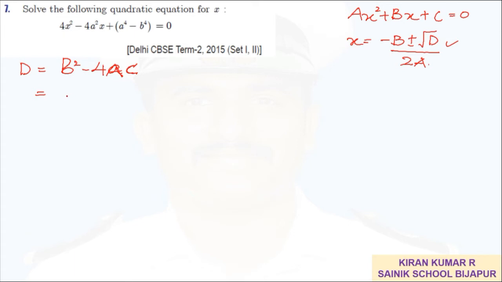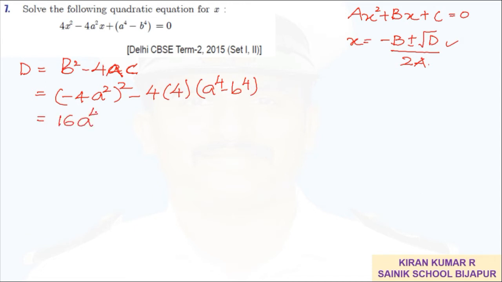So what is b here? The b value is -4a square. It should be whole squared, minus 4 times the a value, which is 4, and the c value, which is a to the power 4 minus b to the power 4. For the simplification, this becomes 16a raised to the power 4, minus 16a raised to the power 4, and minus of minus becomes +16b raised to the power 4. These two terms will get cancelled.